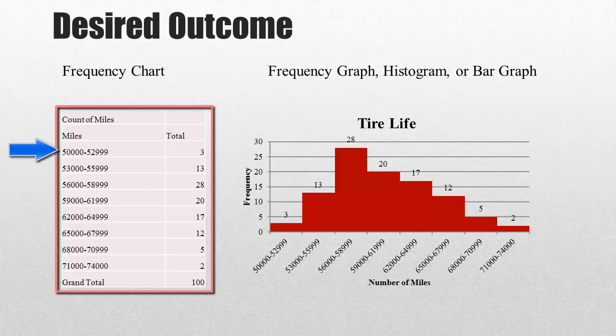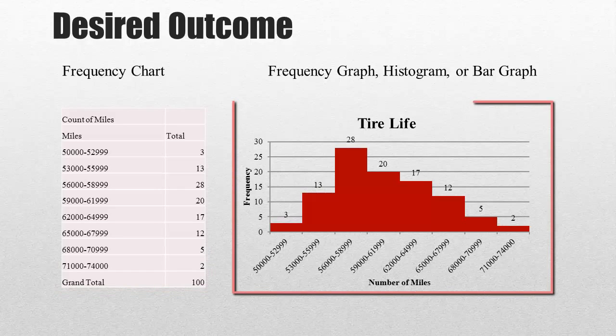fall in. So in this case, 3 tires fell between 50,000 and 52,999. 13 tires fell between 53,000 and 55,999. So on down the line, and we can see where the highs and the lows and where most of them fall at, etc. A histogram on your right is basically a graphic representation of that very same data. At very quick glance, you can see the bulk of them lasted between 56,000 and 58,999. Lots of good business decisions could be made off of this.